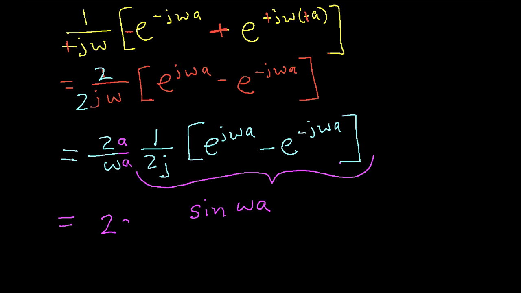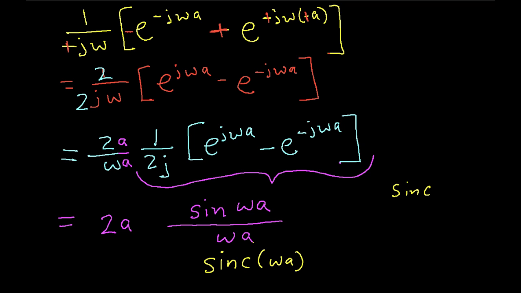And I will write this as 2a, and then I'll take my omega a here. So I have 2a times sine omega a over omega a. A pattern like sine of omega a over omega a occurs often enough that it has its own name. We call this sinc of omega a. In general, sinc of x is the sine of x over x. Okay, so we can write this whole thing as 2a times the sinc of omega a.